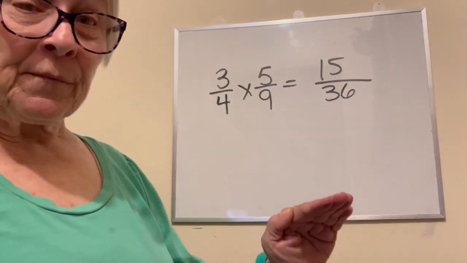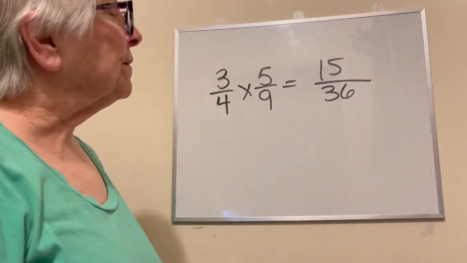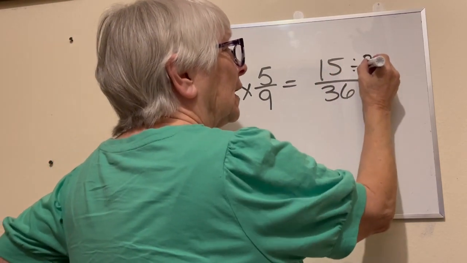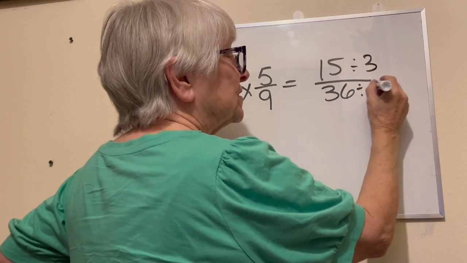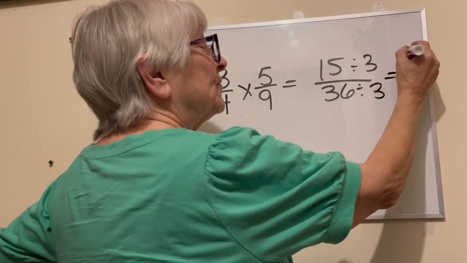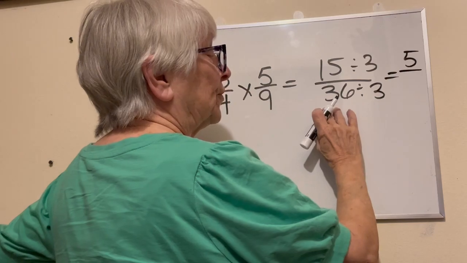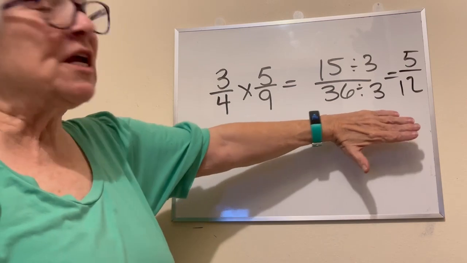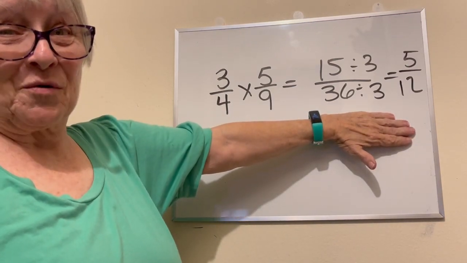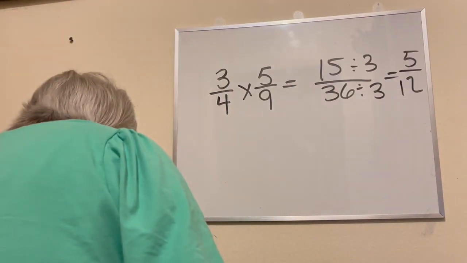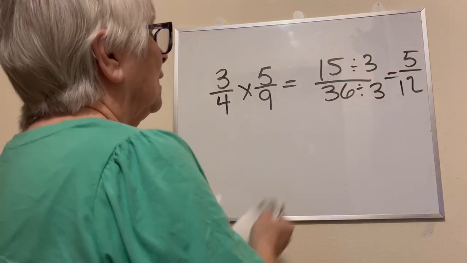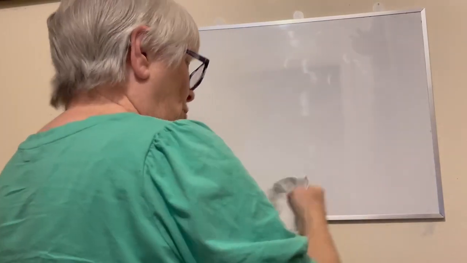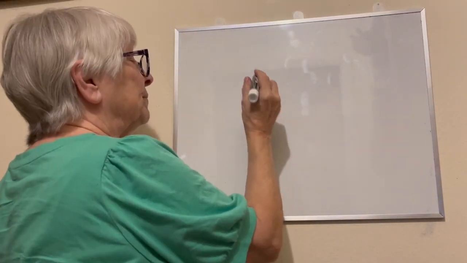Now this one can be reduced because I know that 3 goes into 15, and 3 also goes into 36, and it goes into 15 5 times, and it goes into 36 12 times. That's called reducing. I just wanted you to see reducing. Okay? That's called reducing. And now I'm going to show you pre-reducing, just as a little glimpse. We'll do a whole lesson on reducing and pre-reducing.